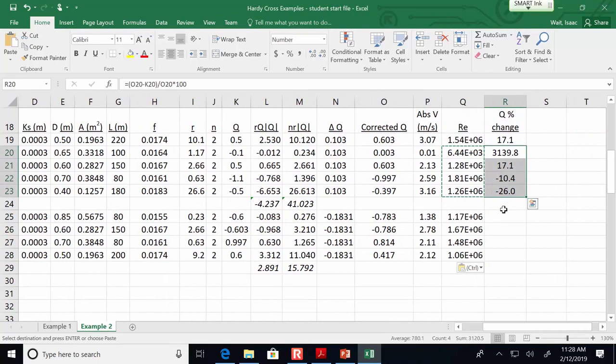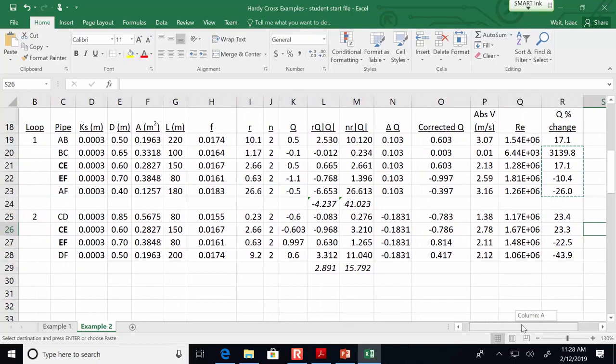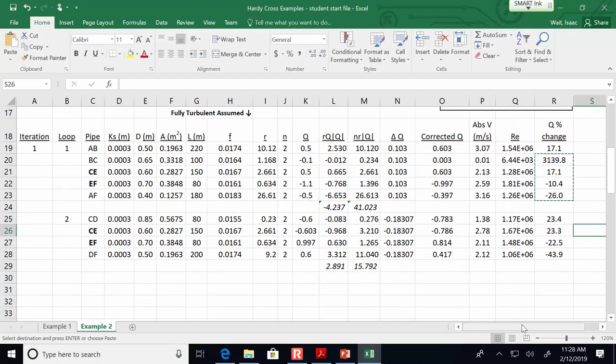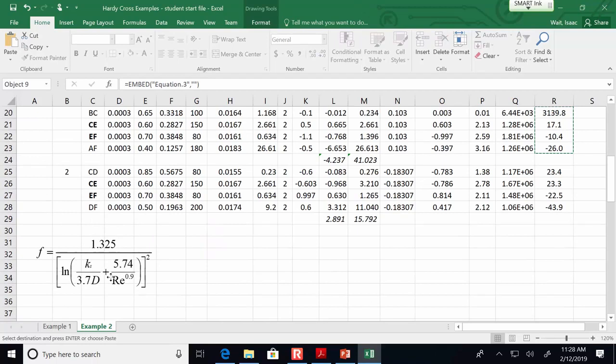All right. So now we've completed the first iteration. Things are going to get really simple and automated in the second iteration with one exception. The one exception is that we need to switch over and no longer use fully turbulent flow and begin using the full Jane equation. So rather than just copying and pasting these F values, I'm going to take the time to put in the true and correct Jane equation for estimating my F.